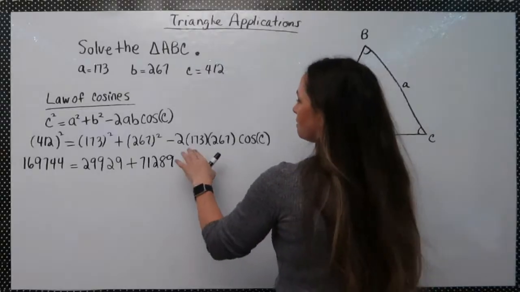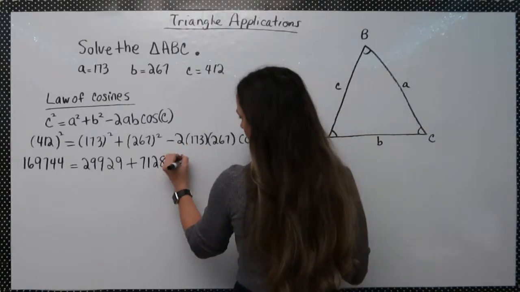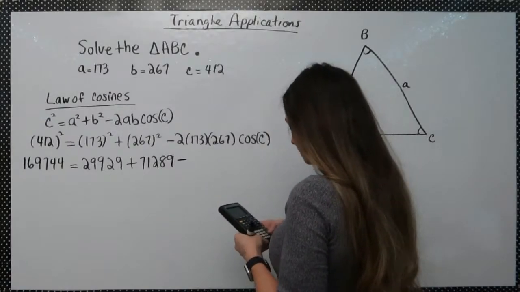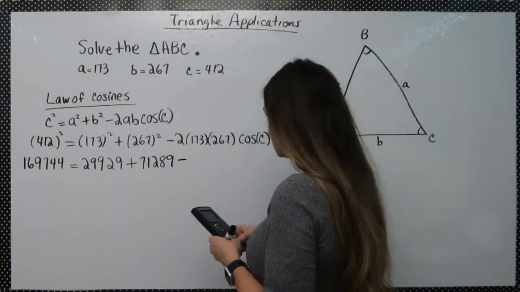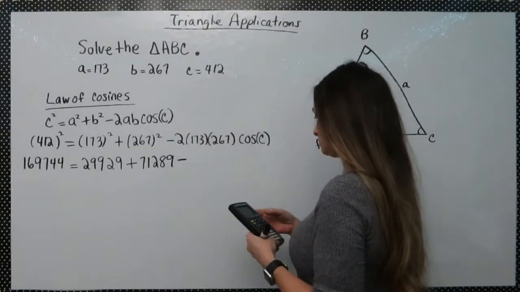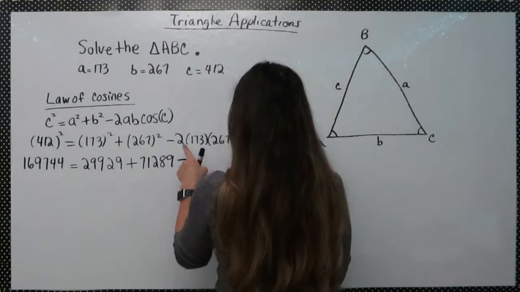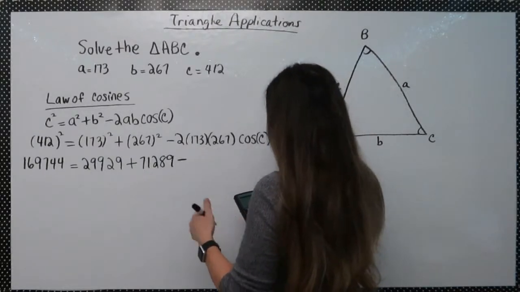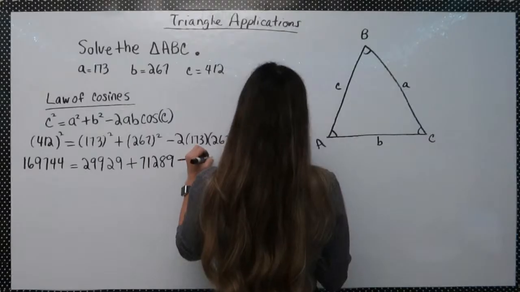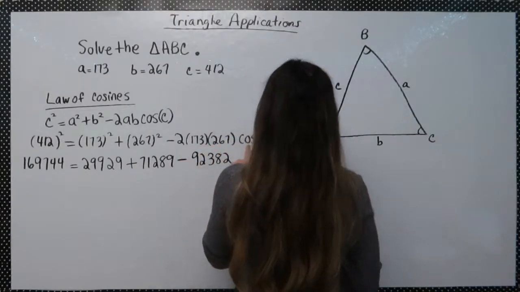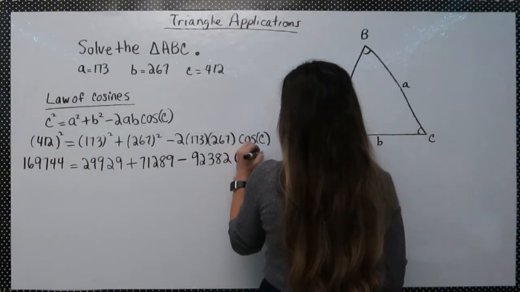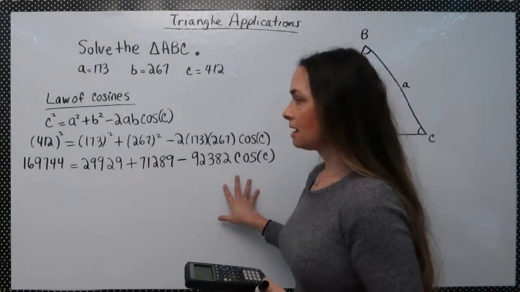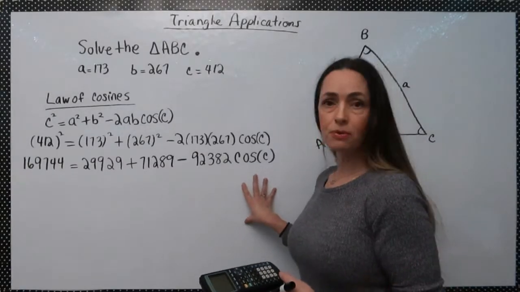All right, and then I've got to multiply all of this and subtract it off. So 2 times 173 times 267 is 92,382, and that's all times the cosine of C. And now we have this, it's essentially just a multi-step equation.